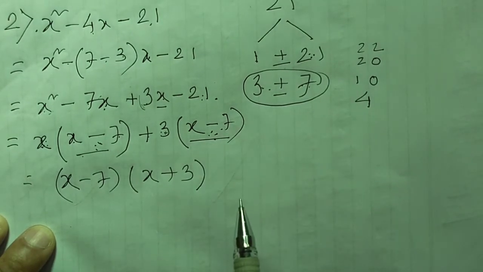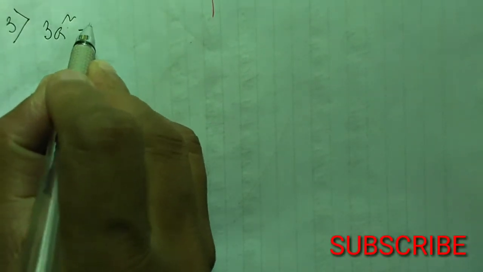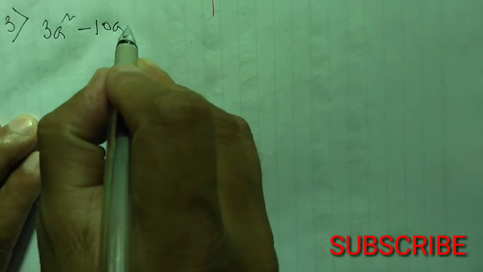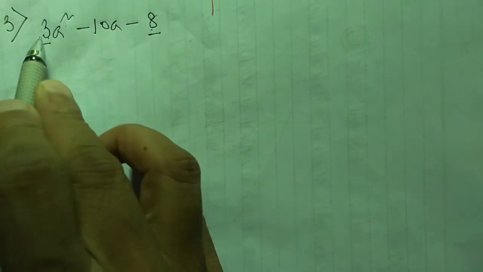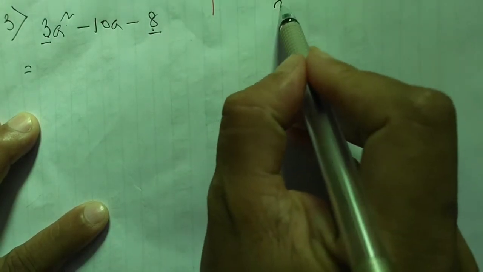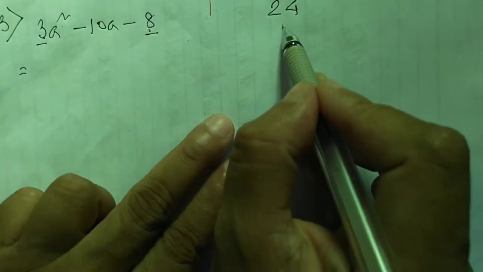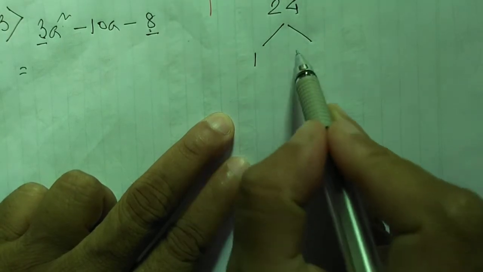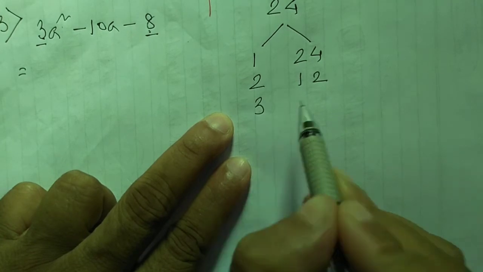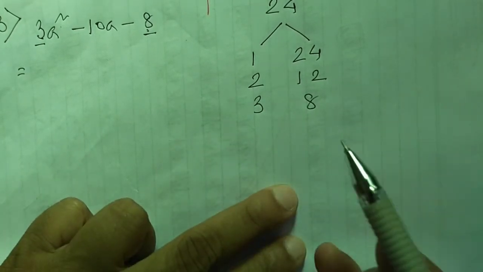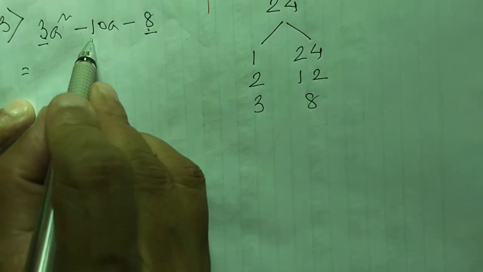Fine. Let us move to our third sum. Third sum is 3a square minus 10a minus 8. So the first number and the last number will be multiplied. 3 into 8, 24. Again we have to split 24. 1 into 24 is 24. 2 12 are 24. 3 8 are 24. Now let us see. We have to get this 10.